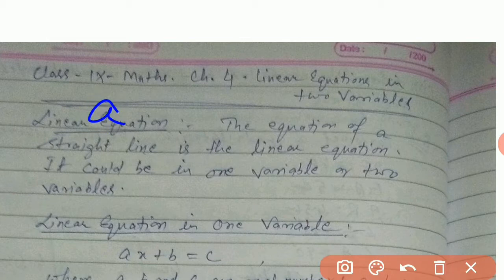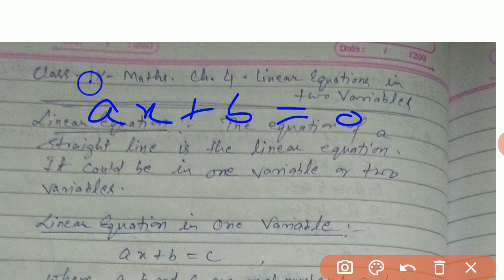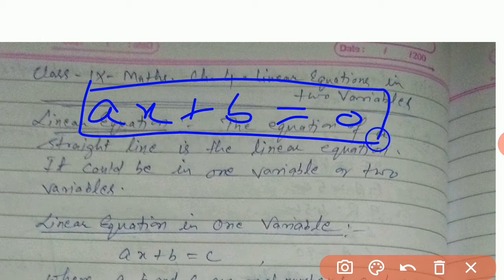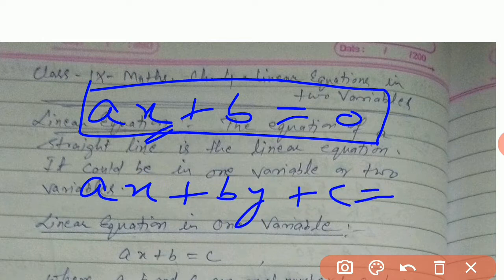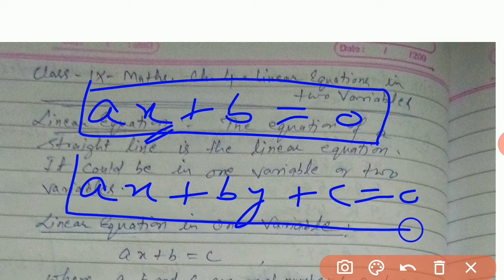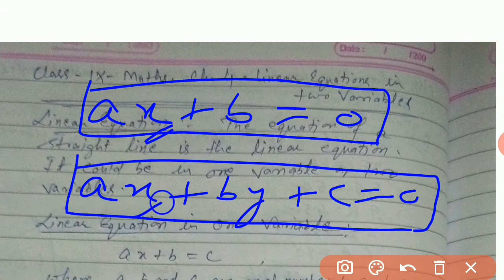Suppose if an equation is in the form ax plus b equal to 0, then this is known as linear equation in one variable, and the variable is x. This is the standard form of linear equation in one variable. And if the equation is in the form ax plus by plus c equal to 0, then this equation is known as linear equation in two variables. Here x is one variable and y is another variable, and the degree of this equation is 1, so this is known as linear.